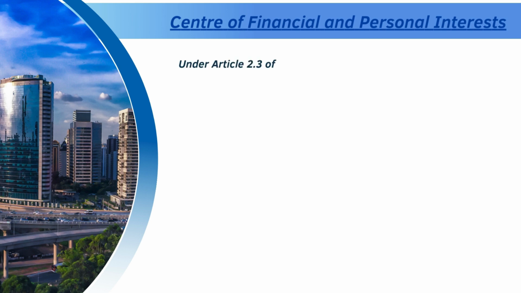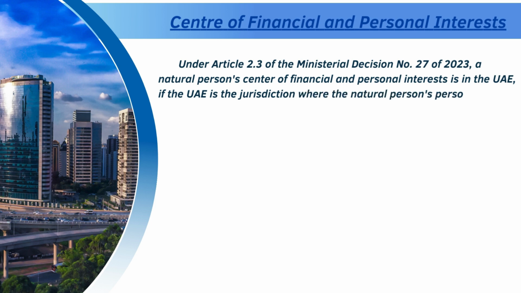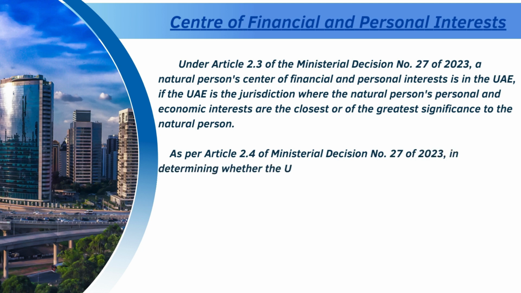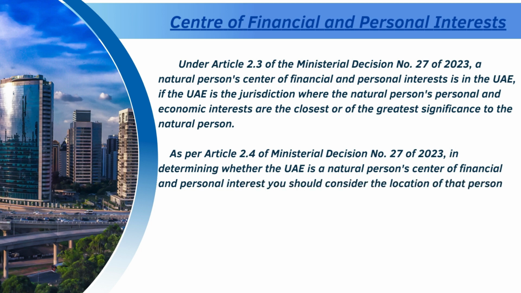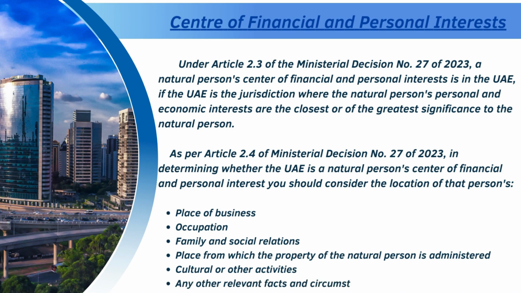Center of financial and personal interests. Under Article 2.3 of Ministerial Decision No. 27 of 2023, a natural person's center of financial and personal interests is in the UAE if the UAE is the jurisdiction where the natural person's personal and economic interests are the closest or of the greatest significance to the natural person. As per Article 2.4 of Ministerial Decision No. 27 of 2023, in determining whether the UAE is a natural person's center of financial and personal interest, you should consider the location of that person's place of business, occupation, family and social relations, place from which the property of the natural person is administered, cultural or other activities, and any other relevant facts and circumstances.